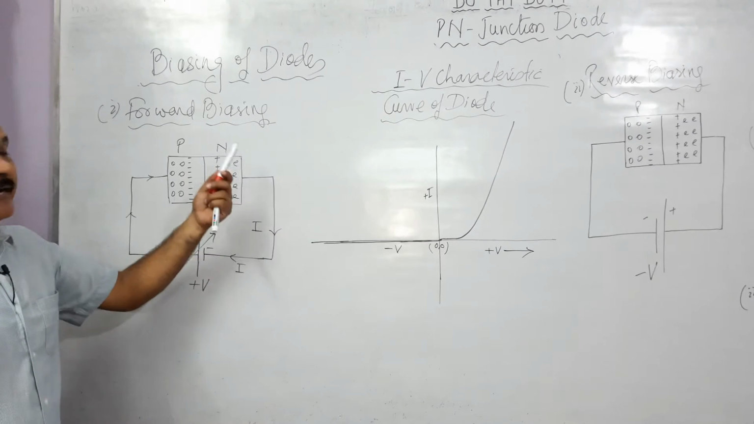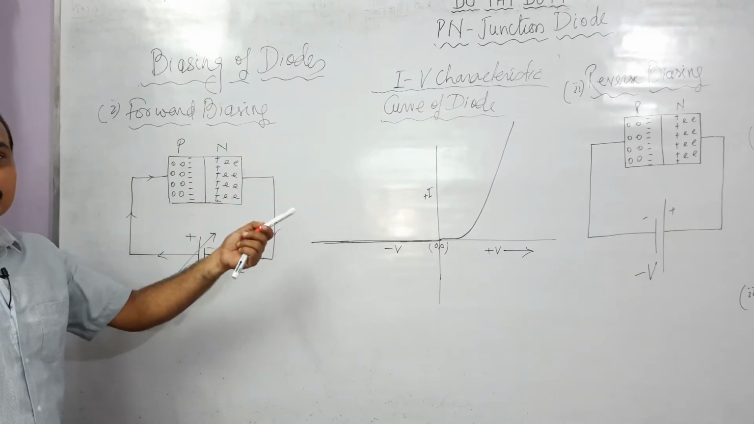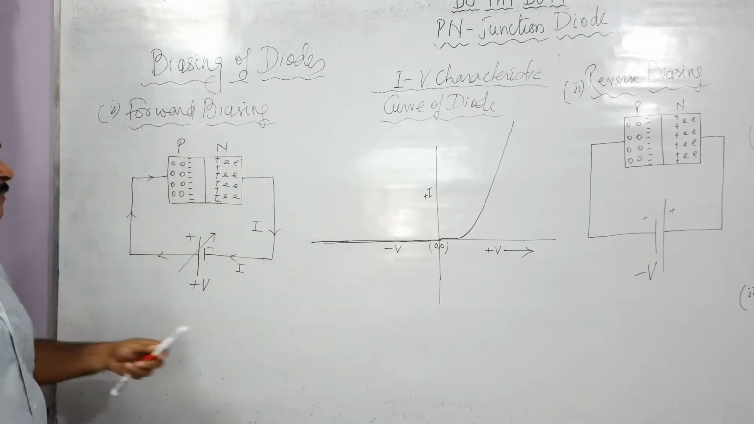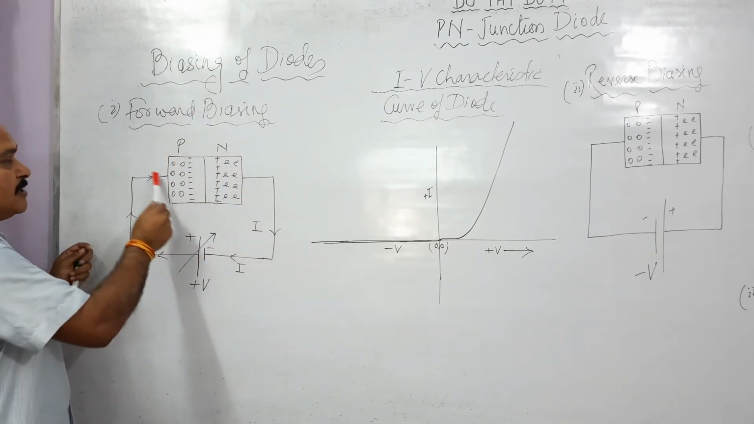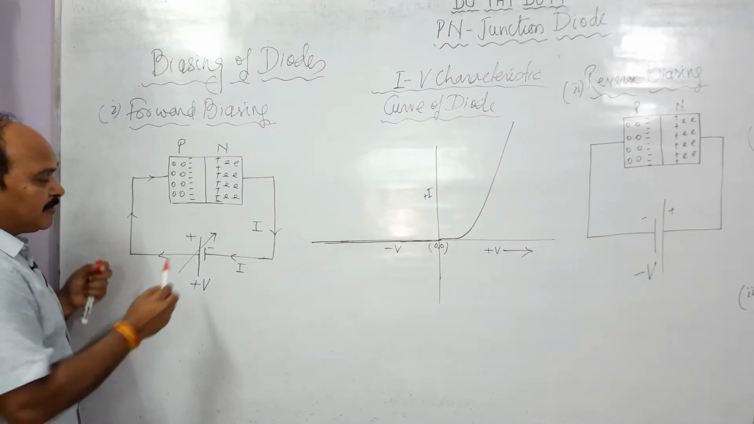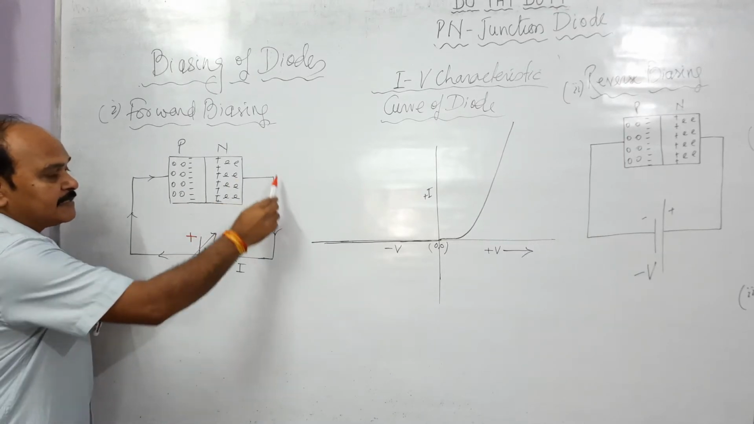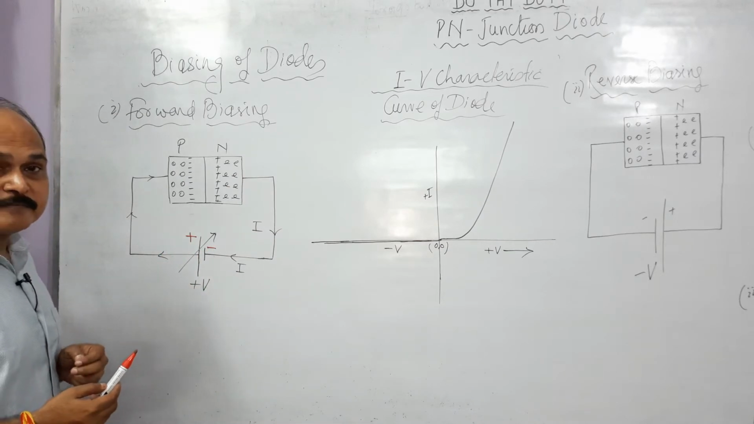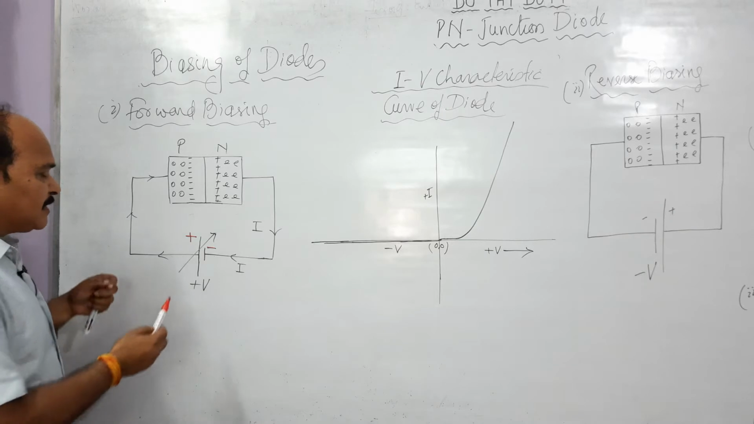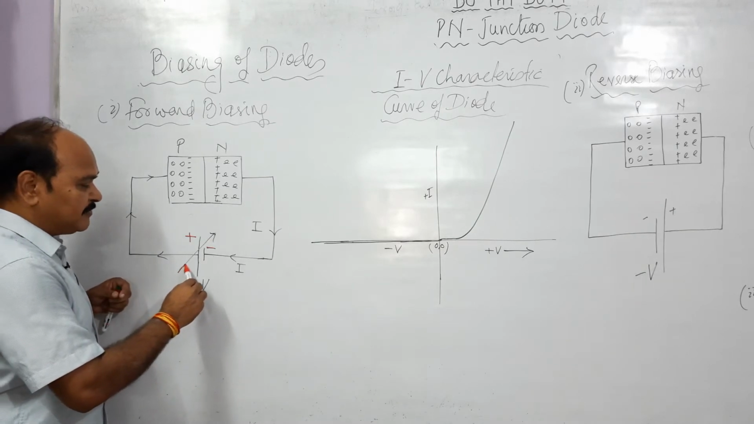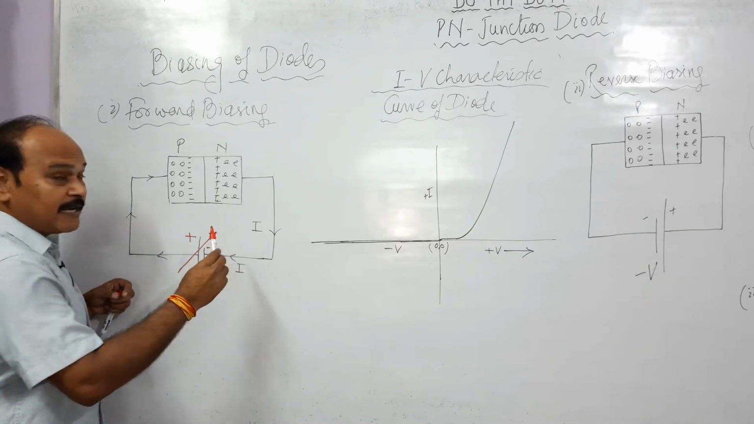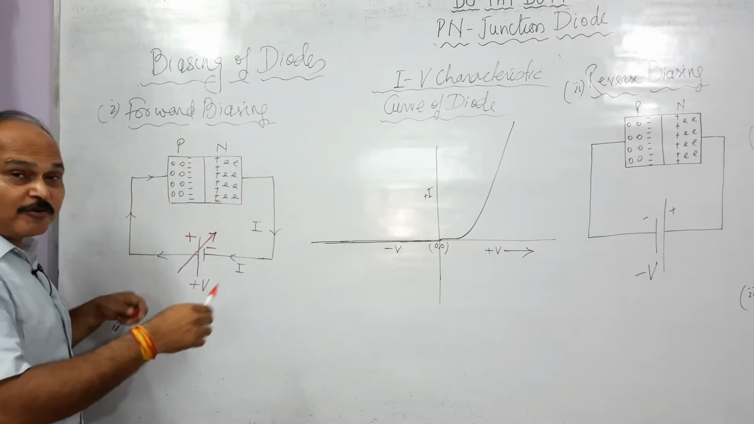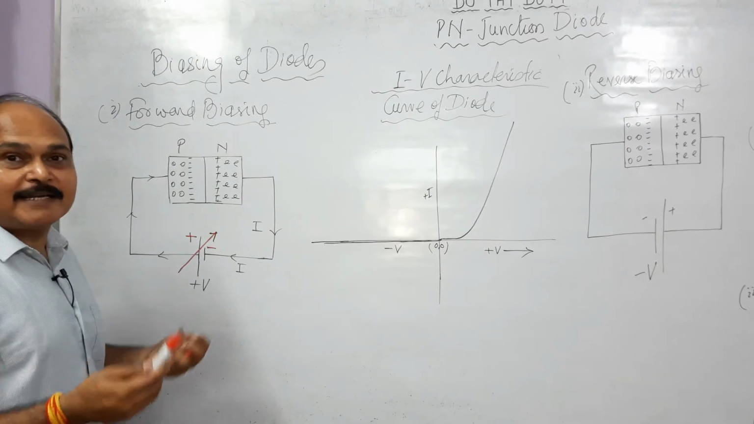Well, there are two ways we can connect a battery across a diode. One way is called forward biasing, and in forward biasing what happens? This is a PN junction diode. This P side is connected with the positive terminal of the battery, and the N side is connected with the negative terminal of the DC battery. And as the potential difference connected across the diode is varied, what is the current in the circuit, how does the current vary, and why is that variation?